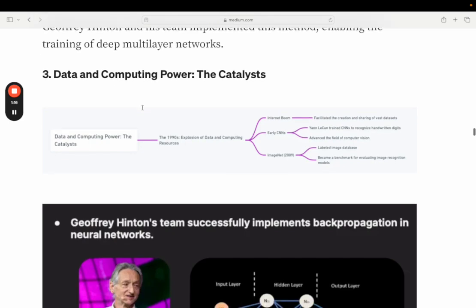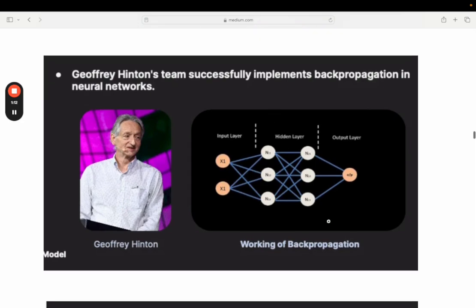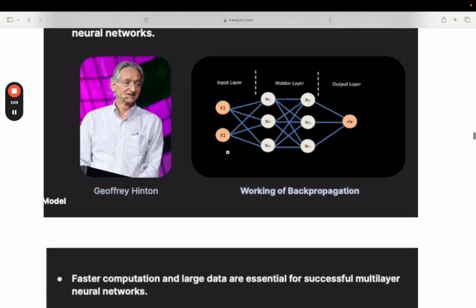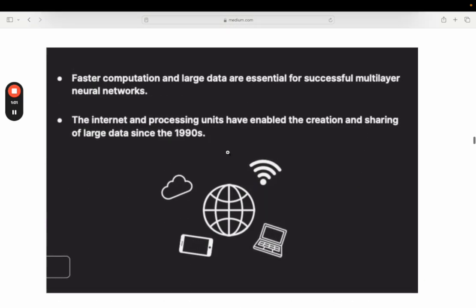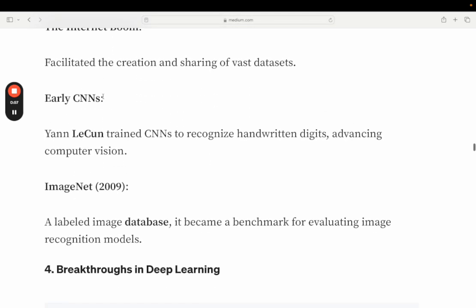Data and computing were the catalyst. Here they talk about backpropagation: the input layer, hidden layer and output layer. This is also something machine learning people talk about a lot right now, so you need to understand this one. Then the internet boomed. So here AI started, with early CNN: LeCun trained a CNN that recognized handwritten digits and advanced computer vision.